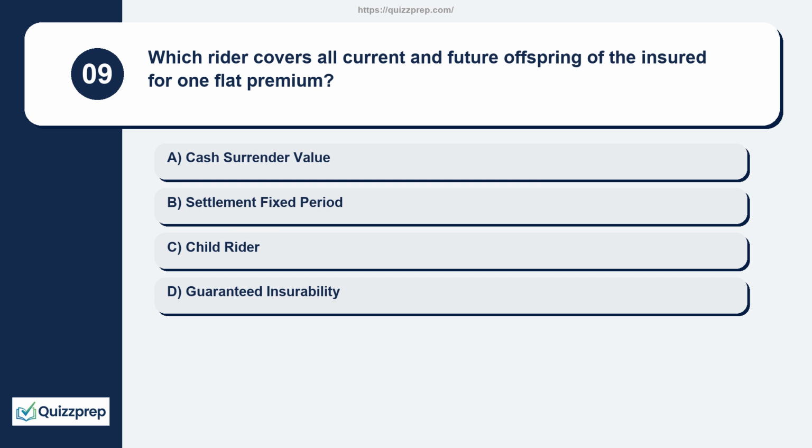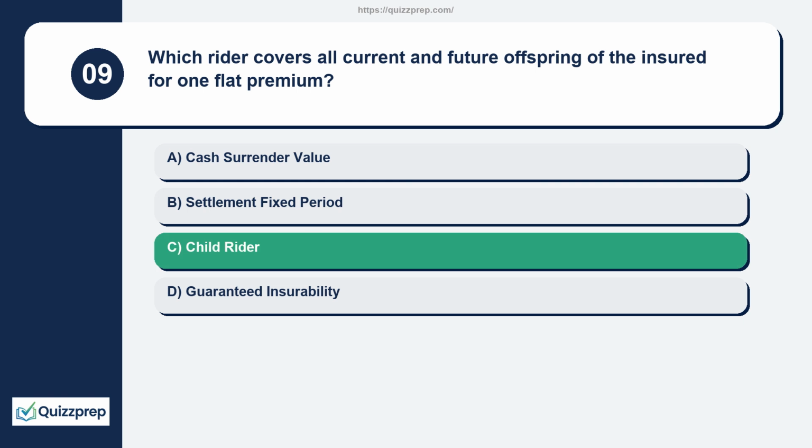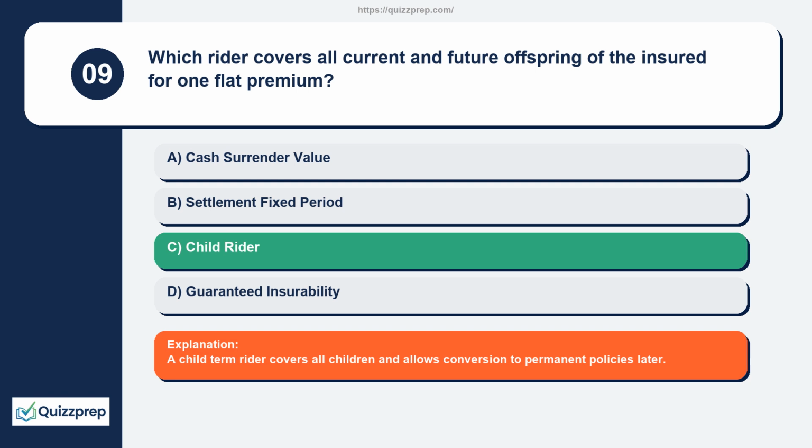Question 9. Which rider covers all current and future offspring of the insured for one flat premium? Cash surrender value, settlement fixed period, child rider, guaranteed insurability. A child term rider covers all children and allows conversion to permanent policies later.